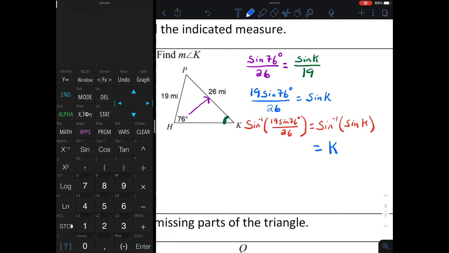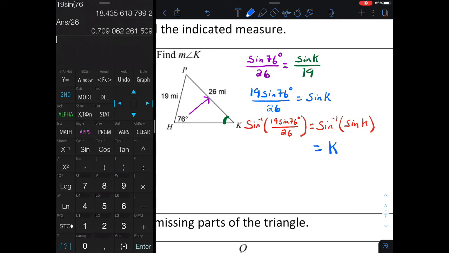Now I go here to evaluate on the left. A lot of people get in trouble. They try to type the whole thing in at once and they forget to close a parenthesis or something. They get the wrong answer. I'm going to do 19 times sine of 76. I get that decimal. Divide that by 26. And then we're going to do inverse sine.